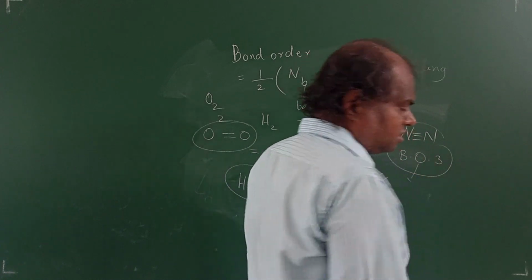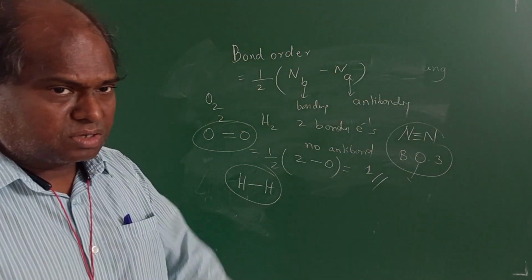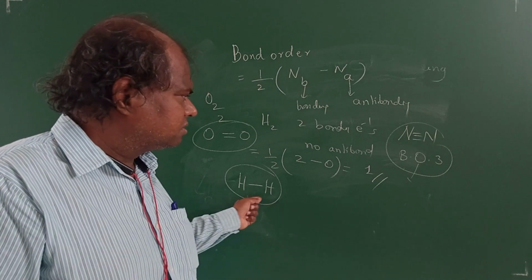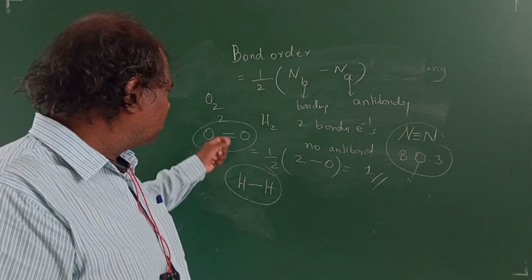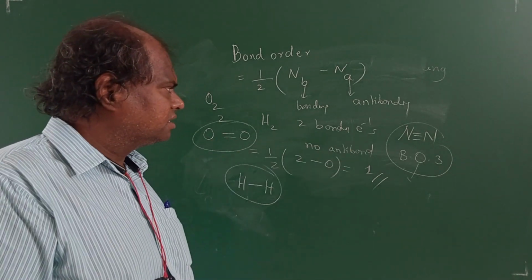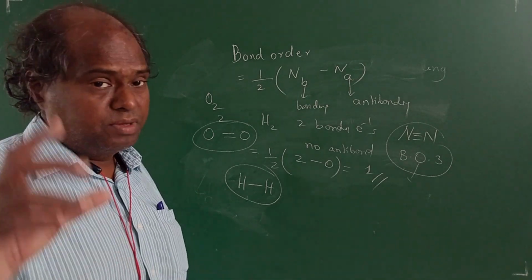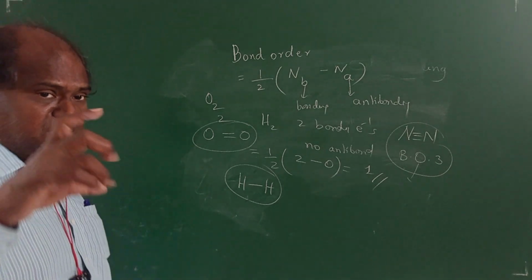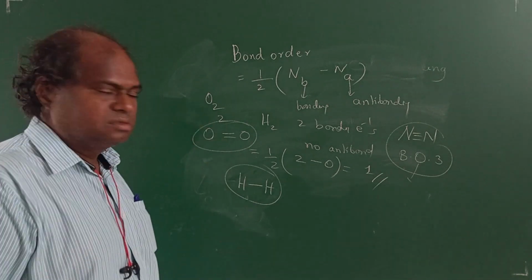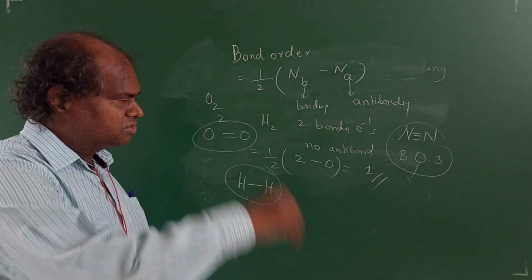BO means bond order, right? So bond order indirectly gives you the number of bonds. How many bonds are there, right? Clear? 1, 2, 3 like that. Fine? Obviously, higher the bond order, stronger the bond. That bond will become very, very strong actually, right?